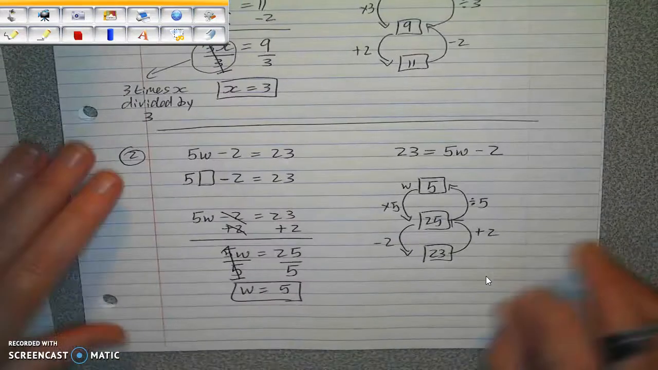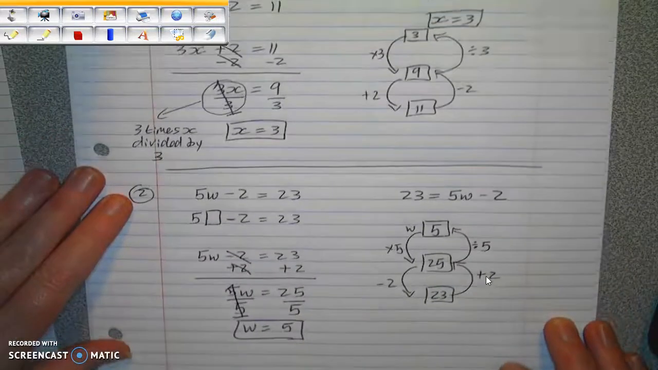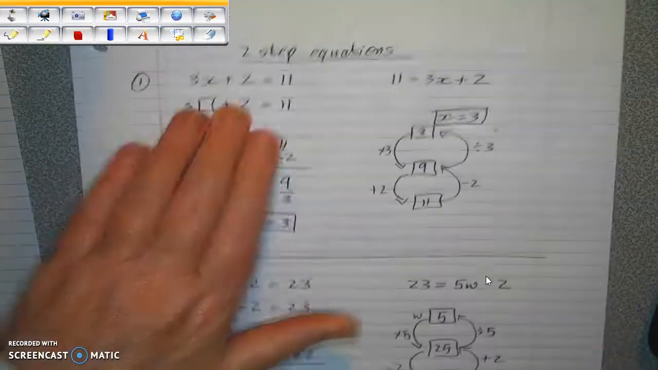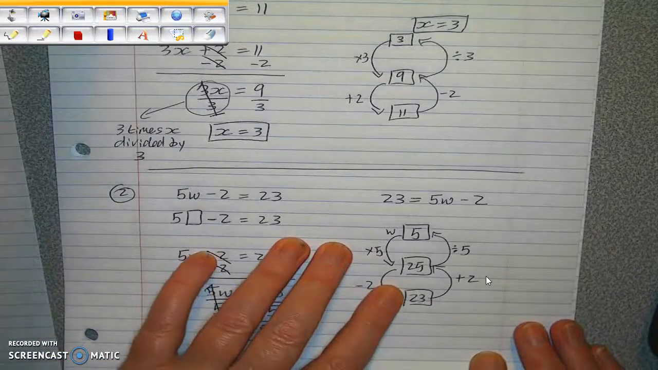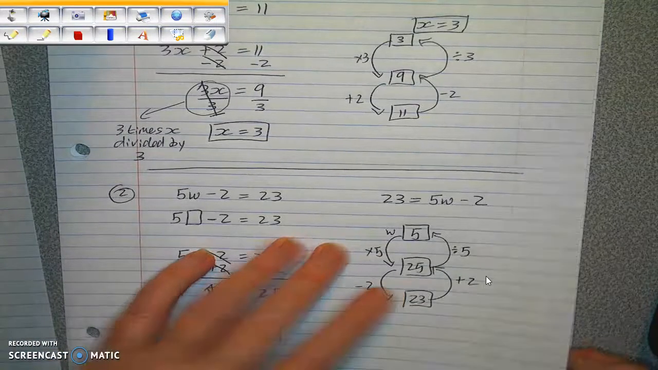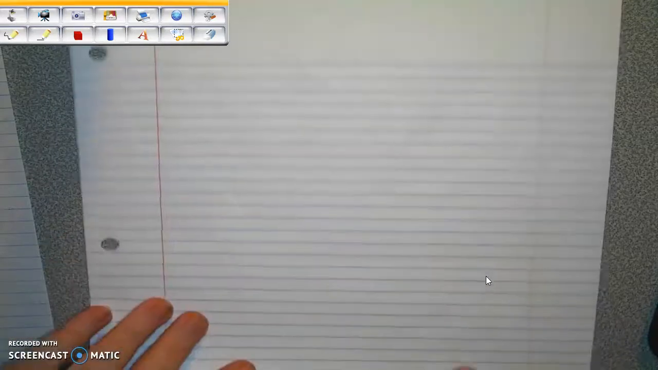This is the very basic 2-step equation. This one is multiplication with addition, and this one is multiplication with subtraction. What I'm going to do now is do one with some parentheses in it, because there's a little difference with the ones with the parentheses. So let's have a look at what it looks like when there's parentheses.